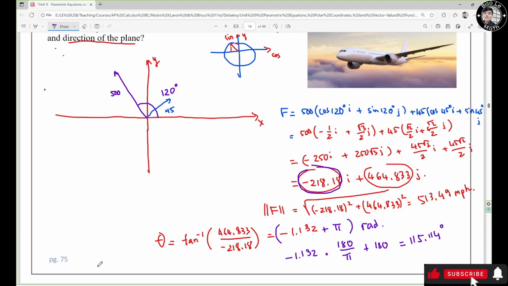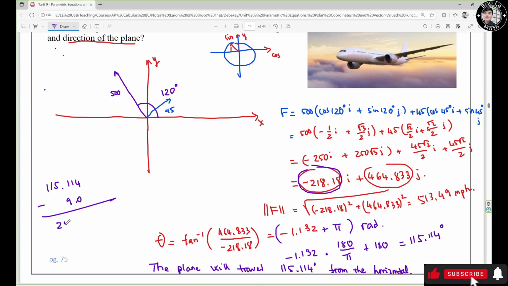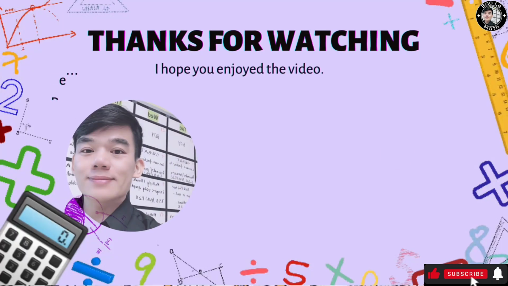Now you need to conclude that the plane will travel 115.114 from the horizontal, right? Or you can say that the plane will travel 115.114 minus 90 degrees, which is 25.114 degrees west of north, right? This one is west and north right here. So it's going to go this direction right here, 25.114 degrees, right?